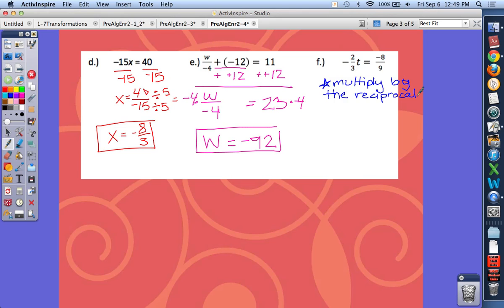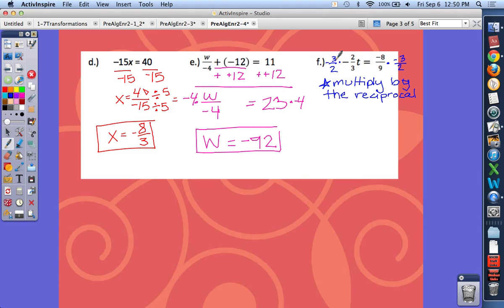The reciprocal is a fraction that when you multiply it by the fraction and its reciprocal, you will get a product of 1. So the reciprocal, all it is the fraction flipped over. If I want to get T by itself, I'm going to multiply by the same fraction, but flipped. Negative 2/3, multiply by negative 3/2. Whatever you do to one side, you do on the other. So multiply by the reciprocal when you see a fraction next to your variable.